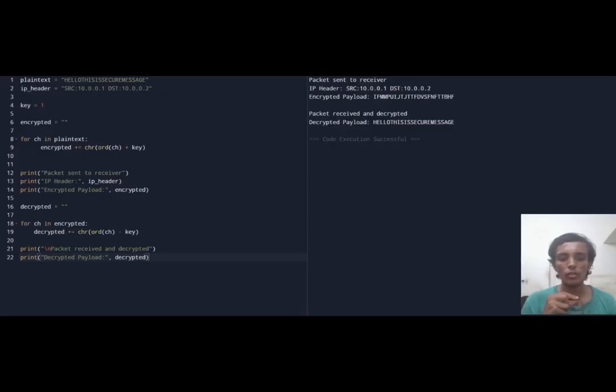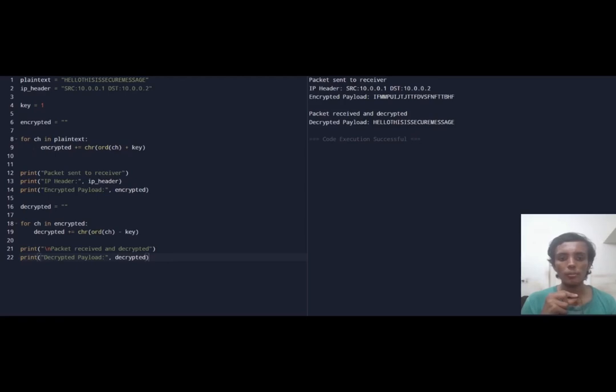Now, in our program, we start with a message and an IP header. The message is, "Hello, this is secure message." Then we apply a simple encryption to the message. After encryption, we can see that the IP header is still visible, only the message is encrypted.